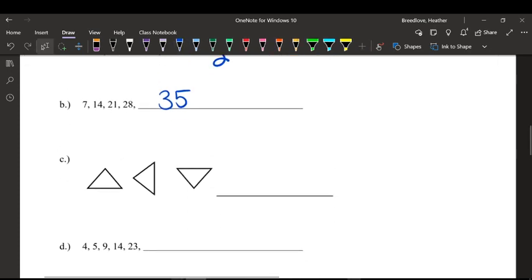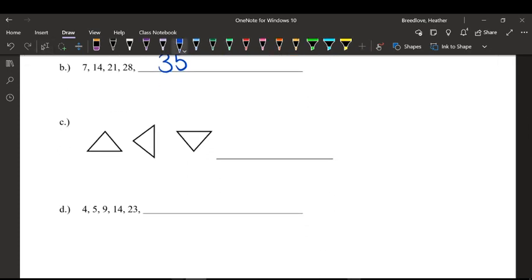especially since this is geometry and that's a triangle. Alright, so if this is the pointy part of the triangle, it's going up, and then now it's over here on the left, and then it's down here on the bottom. Where's it going to be next? To the right. It can be that simple, just predicting what's next in the pattern.